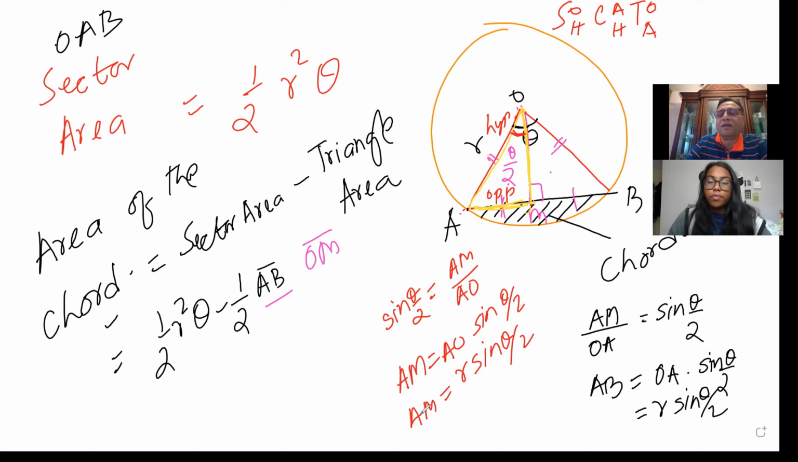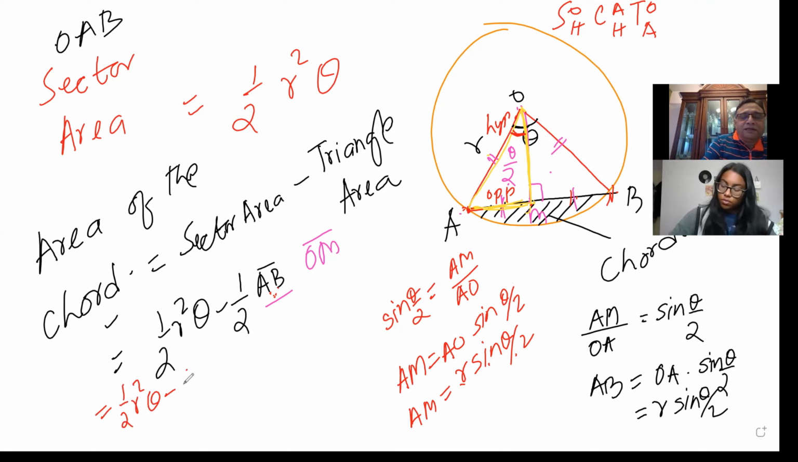And AB is 2 times AM, right? AB is 2 times AM because they are equal, correct? So I will write 2 R sine theta by 2 for AB. Clear? Let me keep writing this. So we have half R square theta minus half and 2 times R sine theta by 2.